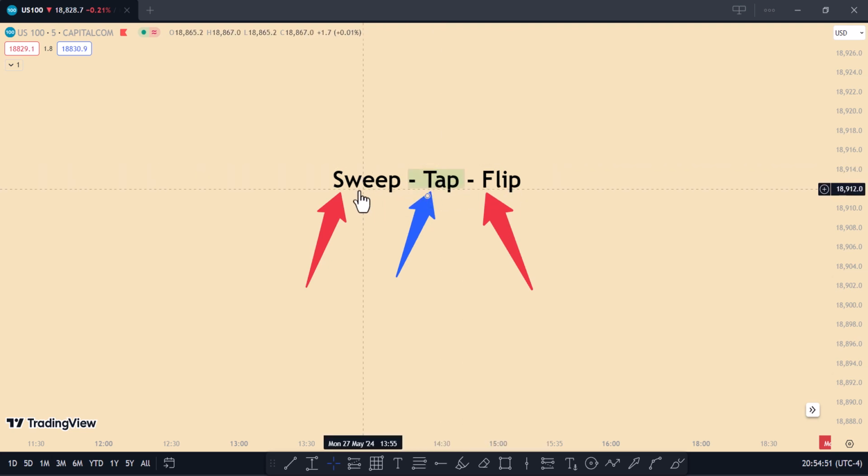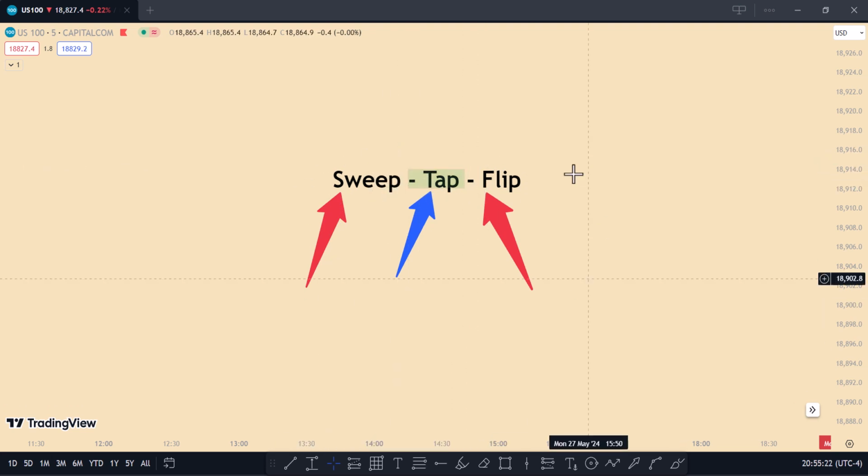You can have the sweep, top, and flip, and this is a really high probability setup. You can have a sweep and then a flip. This will lower the probabilities, but it can still work, all right? But having these three at the same time, this is a really high probability setup. And now let's define each one of these parameters, all right?